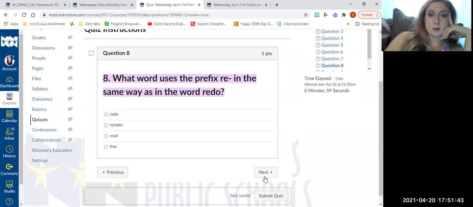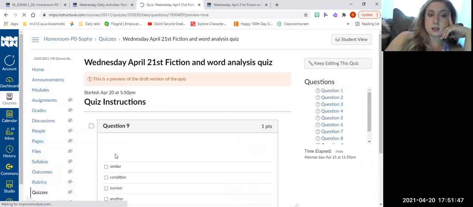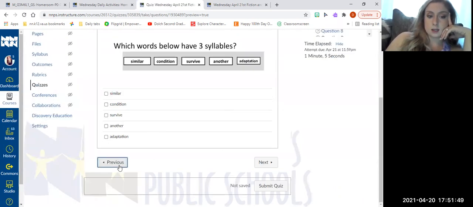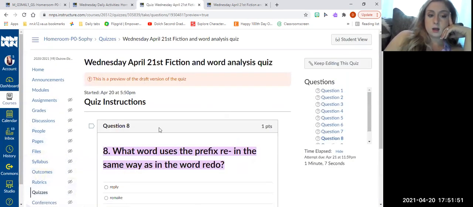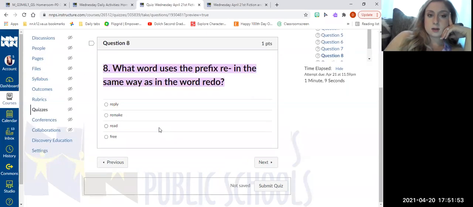What word uses the prefix re in the same way as the word redo? So friends, look at these words. Ooh, sorry, I clicked too quickly. Look at these words and make sure that you are taking the word apart to make sure it makes sense. If you take out the re and there's no word on its own, it's not going to be correct.